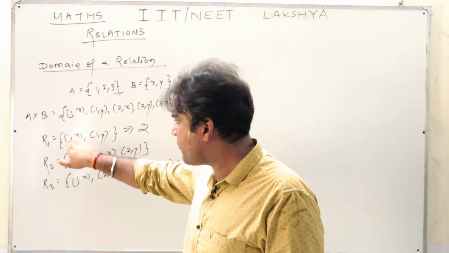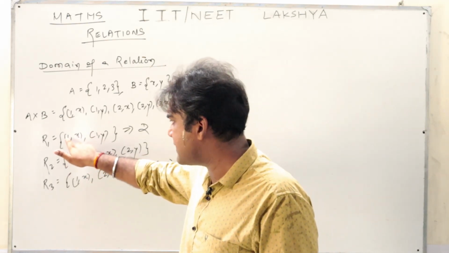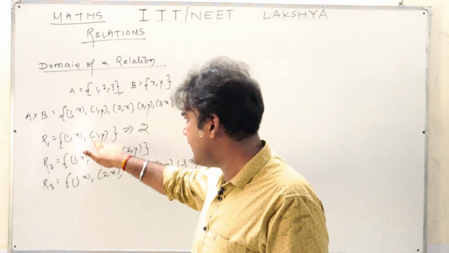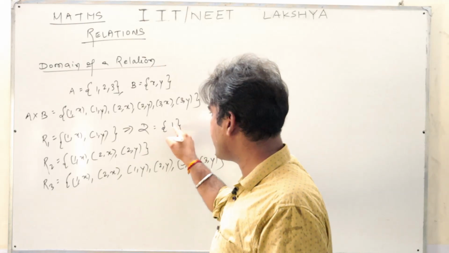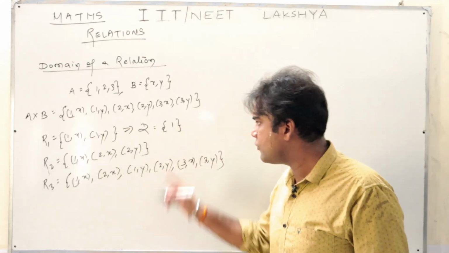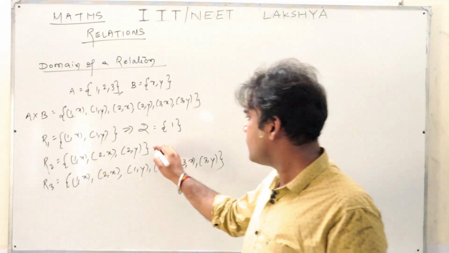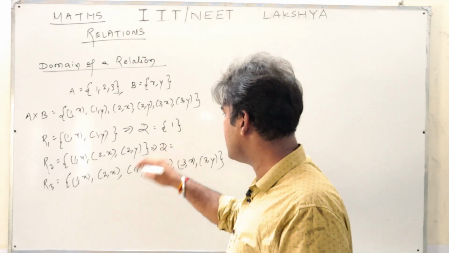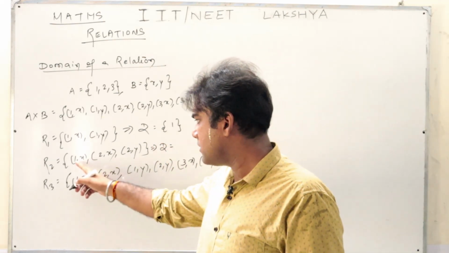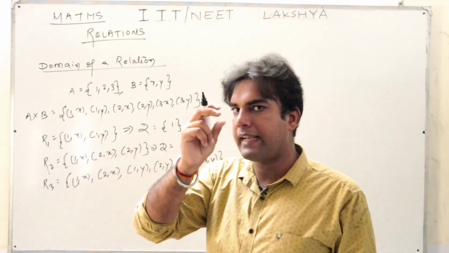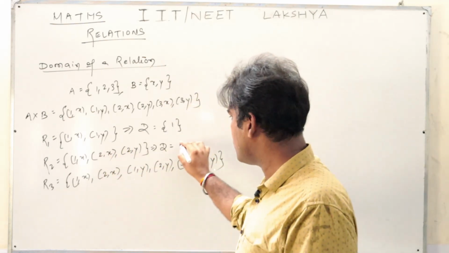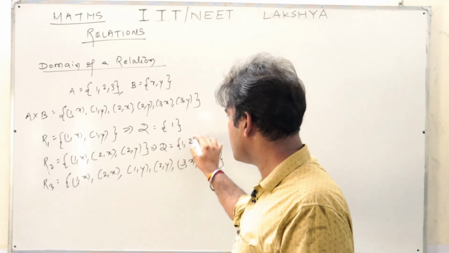So the collection of first elements of the ordered pairs: here the first elements are what? 1 x means 1, and 1 y means 1. So your domain is nothing but a set comprising of 1. For this, the domain will be 1, 2, because 2 is again repeated. In a set, an element should not get repeated. So my answer is 1, 2.